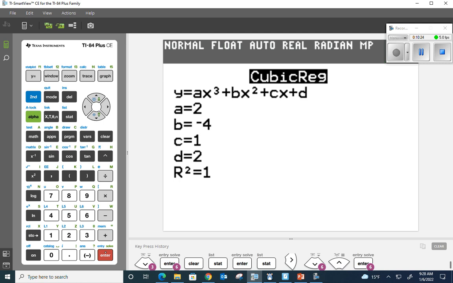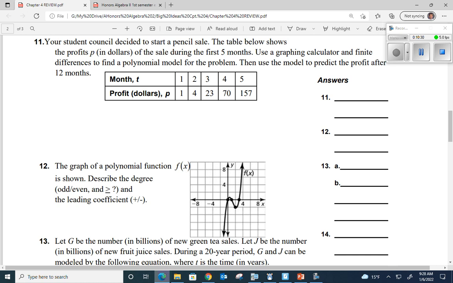2. I have had students in years past on this test who have asked me on the test, hey, I don't understand what the test means when it says use the graphing calculator and finite differences. And my response has been and will continue to be this. It means the same thing it meant on the review.